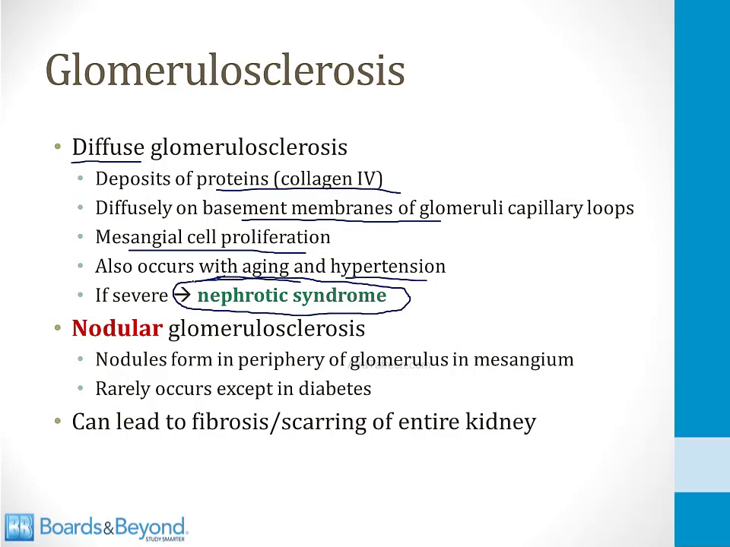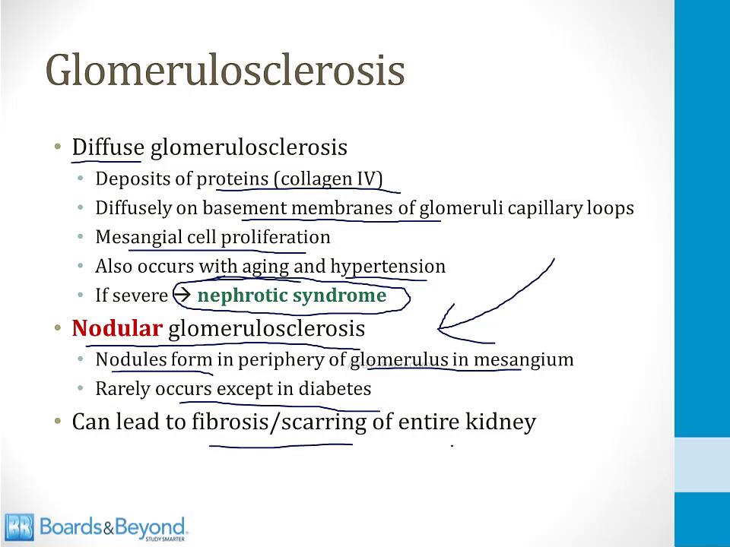What is more specific to diabetes is development of nodular glomerulosclerosis. This is where nodules form in the periphery of the glomerulus and the mesangium, and this rarely occurs outside of diabetes, so nodular glomerulosclerosis is much more specific to diabetes. And both of these processes can lead to fibrosing and scarring of the entire kidney, and this is how diabetic patients can end up on dialysis.